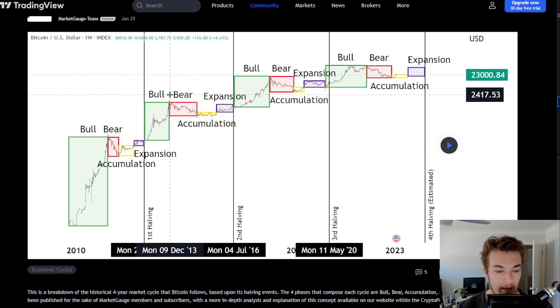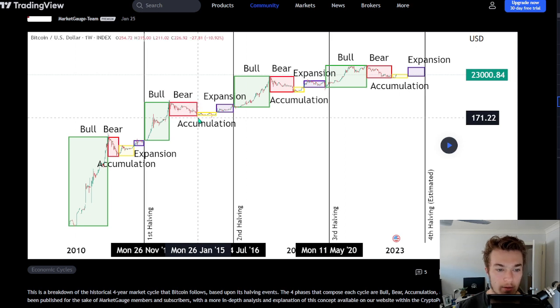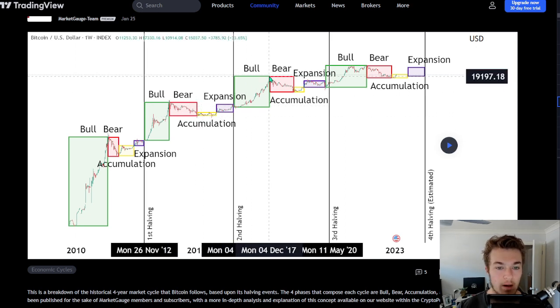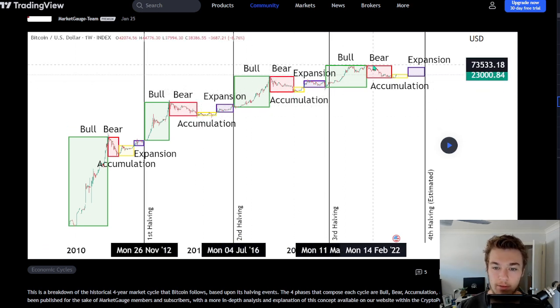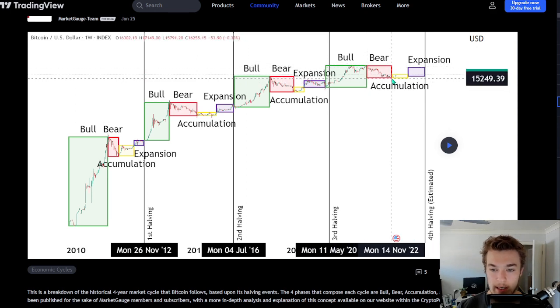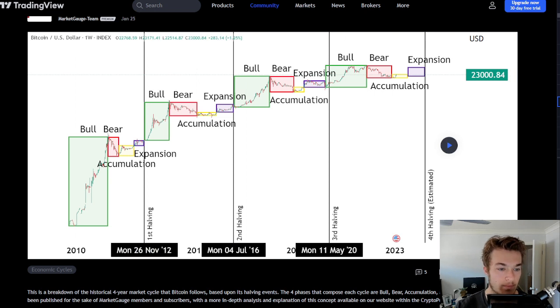So you can see here December 2013 or January 2014, 2015, so roughly a year, and then so on and so forth. It continues roughly 3 years up, roughly a year down, roughly 3 years up, roughly a year down, which is where we are right now, right? So we just had that year down. So you can see this kind of playing out over and over again.